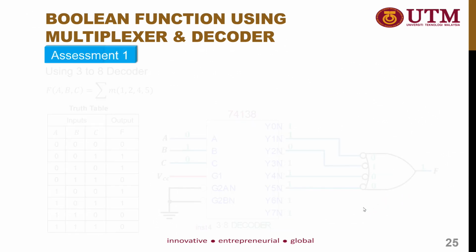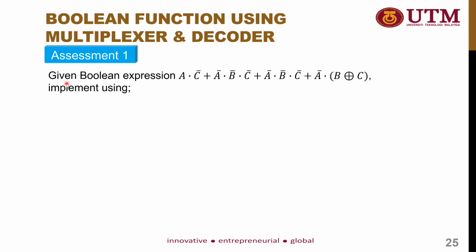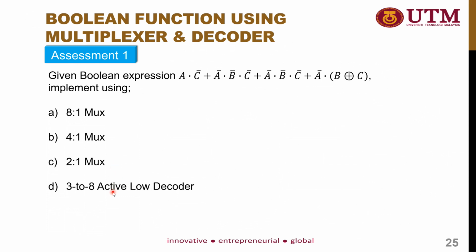So at the end of this lesson, you need to do 2 assessments. For the first assessment, given the Boolean expression A C bar plus A bar B bar C bar plus A bar B bar C bar plus A bar multiplied by B XOR C, you must implement it using an 8 to 1 multiplexer, 4 to 1 multiplexer, 2 to 1 multiplexer, and also a 3 to 8 active low decoder.